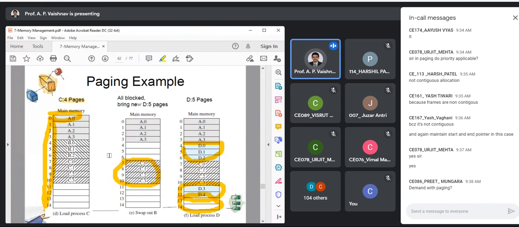Why are we not covering that over here? Because before that, the virtual memory concept is required. Once we study virtual memory, I'm going to cover those algorithms. Is that fine, Urjit? Yes, sir.